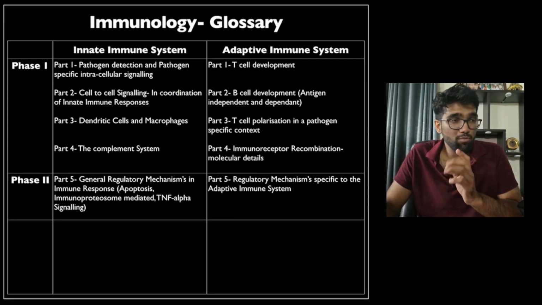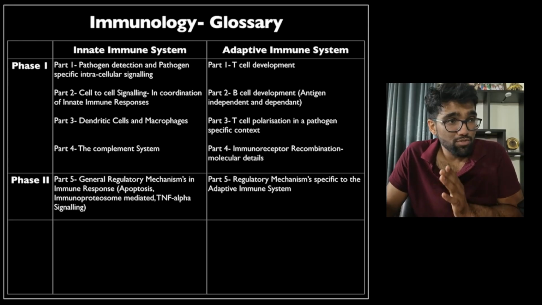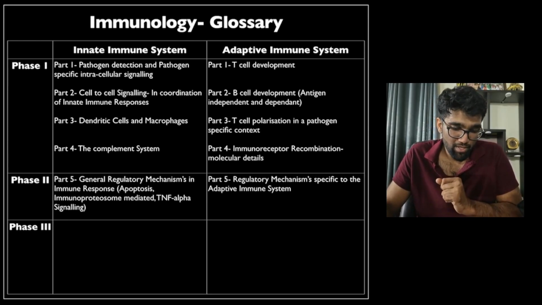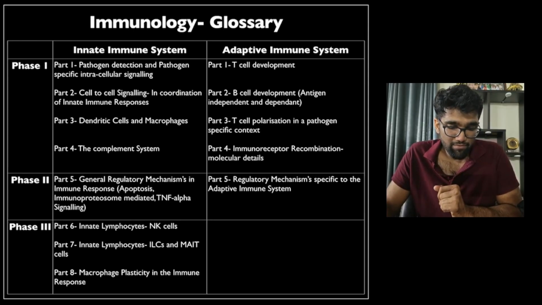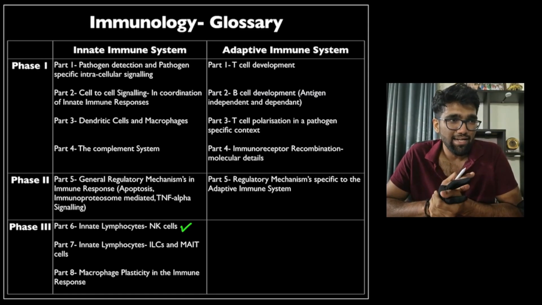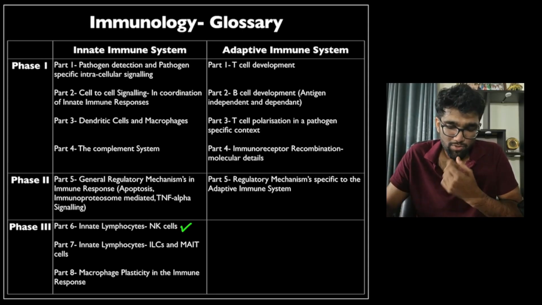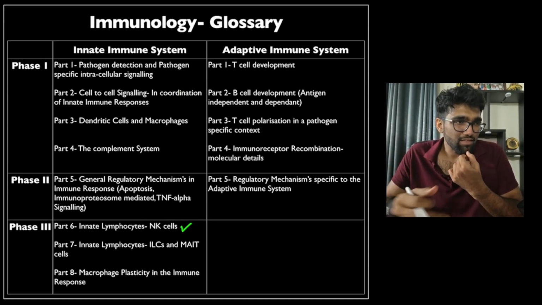Then we'll talk about part 5 in the adaptive immune system. We'll talk about some regulatory mechanisms specific to the adaptive immune system. Then in phase 3, we'll talk about part 6 in the innate immune system. We'll talk about innate immune lymphocytes, and I'll leave one entire discussion on the natural killer cells, very important in cancer biology and understanding immune responses to cancers and intracellular viral pathogens.